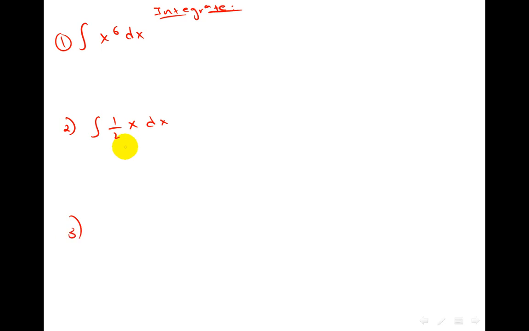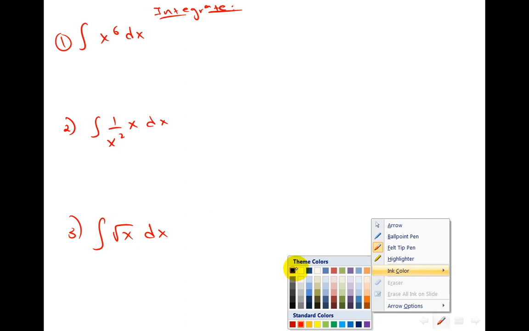By the way, integration is calculating area. So let's say I want you to integrate these functions, and also you know that integration is the opposite of derivation. Alright, let's start with these three examples.